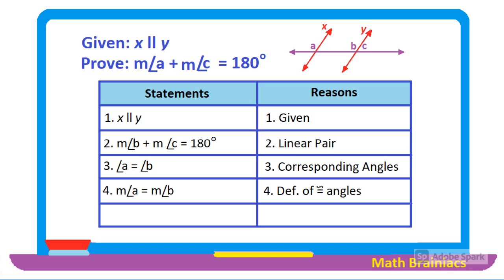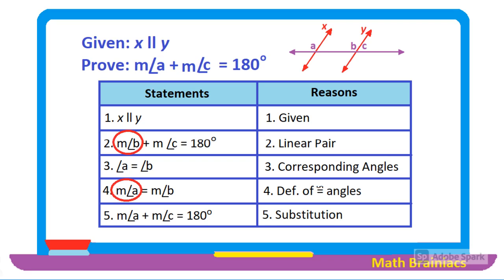Therefore, since they are corresponding angles, the measure of angle A is equal to the measure of angle B, which is the definition of congruent angles. Since the measure of angle A is equal to angle B, we can substitute angle B with angle A in equation 2, and it will give us the measure of angle A plus the measure of angle C is equal to 180 degrees. That is substitution. Therefore, we have come up with a statement to prove that the measure of angle A plus the measure of angle C is equal to 180 degrees.